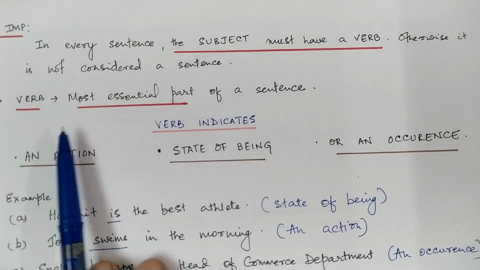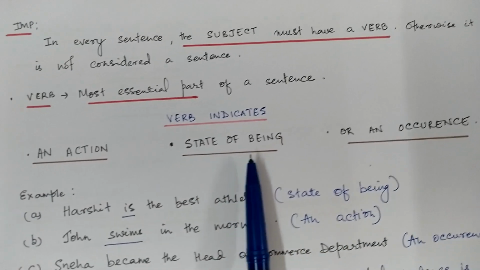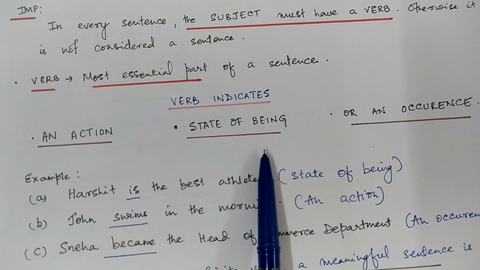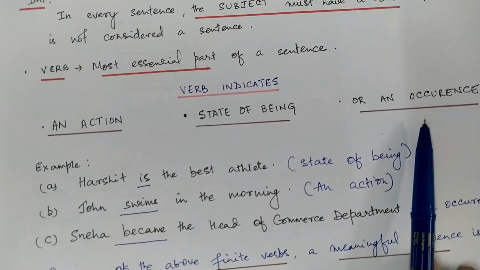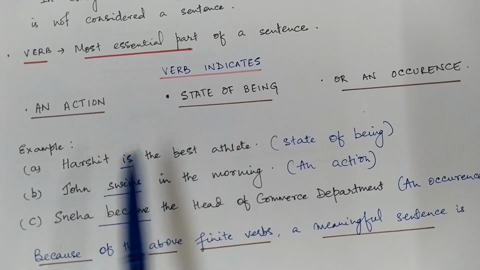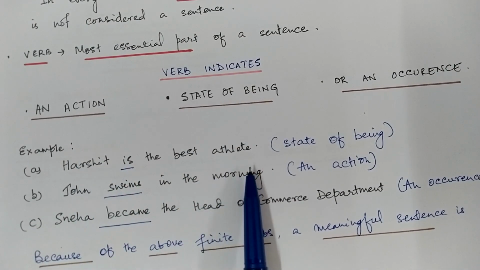So verb is the most essential part of a sentence. What does the verb show us about the sentence? An action, a state of being or an occurrence. Now I will give you a few examples on how the verb indicates an action. Example: Harshit is the best athlete.